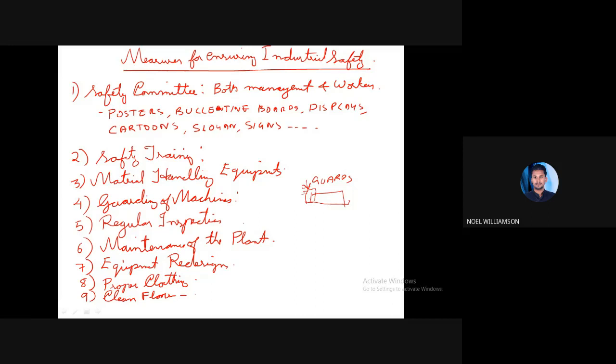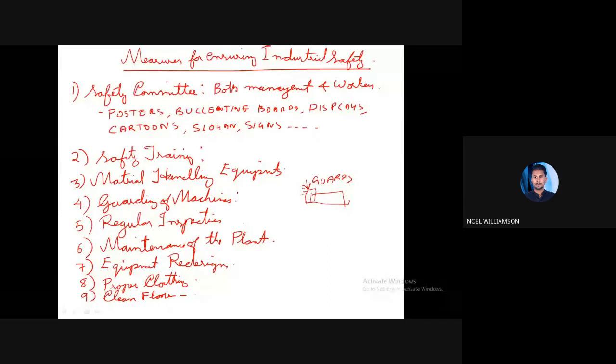Then regarding the material handling equipments, wherever possible, we go for the material handling equipments in order to lift bulky loads and all. We usually use material handling equipments rather than the muscular power. Then comes the use of or need for guarding of machines. Every machine should be guarded properly in order to prevent the accidents caused by entering into the danger zones of the machines.